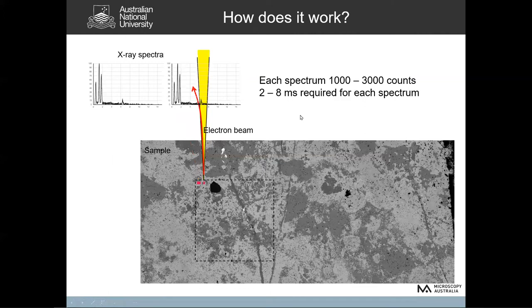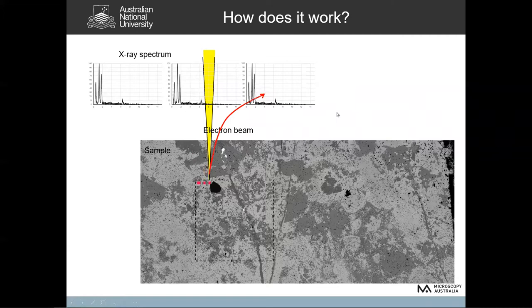It requires about 2 to 8 milliseconds. Again, depends on how many counts you want to accumulate in each spectrum. In my case, I tend to accumulate about 3,000 counts in each spectrum, then move on to the next point. So you keep doing that, and you store those spectra in an array, if you like.